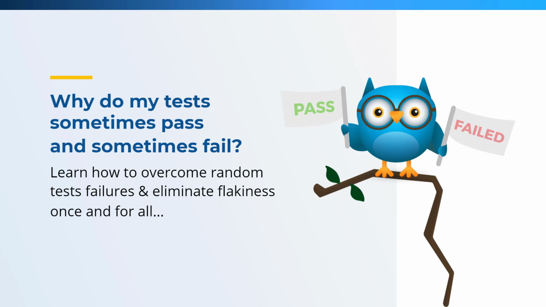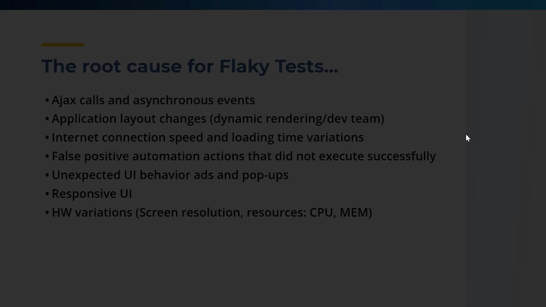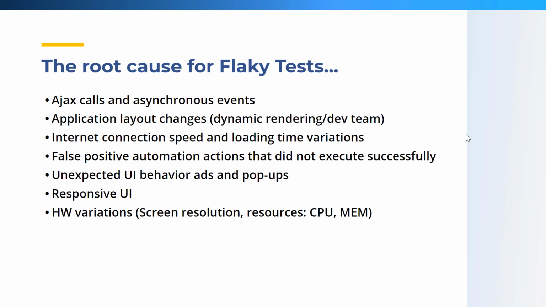Here, we will discuss one of the major issues with test automation and how to overcome them with TestProject. Flaky tests are inconsistent tests, sometimes pass and sometimes fail. Flaky tests can be quite time-consuming and difficult to deal with, often requiring retriggering entire CI builds. Let's talk about the reasons for this flakiness.